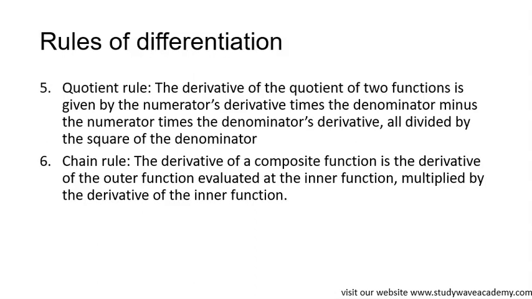Then the chain rule. The derivative of a composite function is the derivative of the outer function evaluated at the inner function, multiplied by the derivative of the inner function. So if you have a function inside another function, find the derivative of the outer one with respect to the inner one, then multiply by the derivative of the inner function, okay? So let's go through some examples for each of the rules, okay? We start with sum and difference.